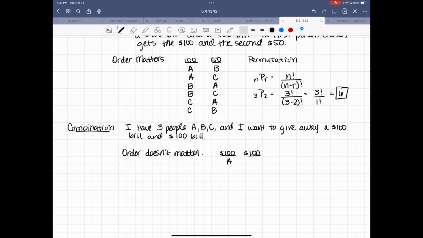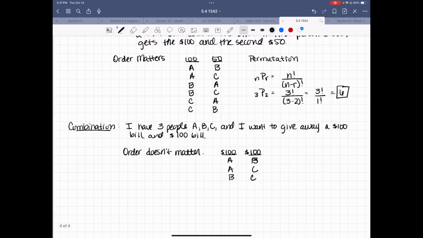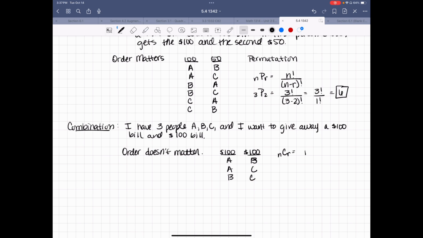So I could pick A first and I could put B second. They're each getting a $100 bill. So that means I don't need to count BA. They're still both just getting a $100 bill. So I can have AB gets a $100 bill, AC could get a $100 bill, or BC could get a $100 bill. So that's a combination. So it's NCR, which is N factorial, over R factorial times N minus R factorial. Well, that's 3. Choose 2.